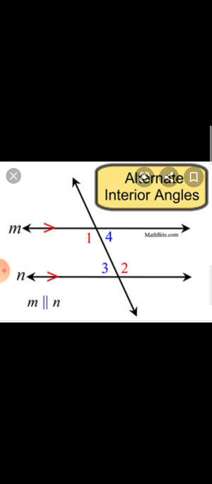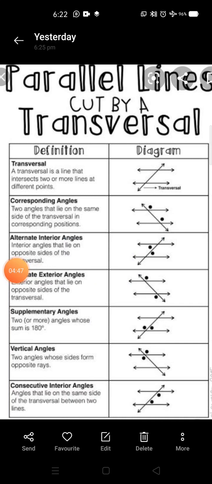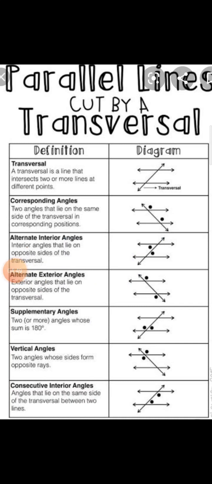Now let's learn the definition of alternate interior angles. Now look at the third angle type, alternate interior angles: interior angles that lie on the opposite sides of the transversal. Now look at the dots. Opposite sides are there. So these types of angles are called alternate interior angles.